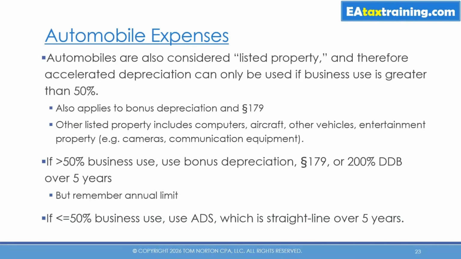Then also, let's talk about other listed property just for a minute since we're here. You can see other listed property includes computers, aircraft, other types of vehicles, and entertainment property such as cameras and communication equipment. So they've got the same basic rule. If your business use is not greater than 50%, you cannot use any type of accelerated depreciation. You have to use straight line depreciation. If it's greater than 50%, you can use the regular MACRS depreciation and/or bonus or Section 179 depreciation.